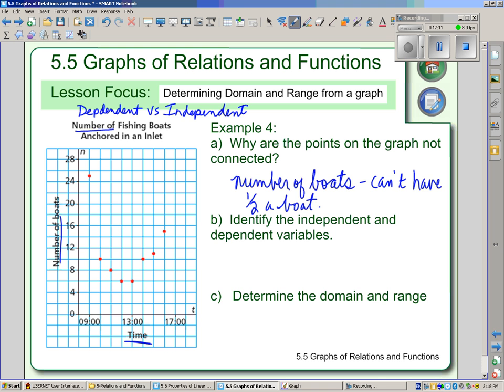Okay, what is the independent variable? I already talked about this. So our independent variable is time. And notice that time is in the x part of our graph. Our dependent variable is the number of boats.